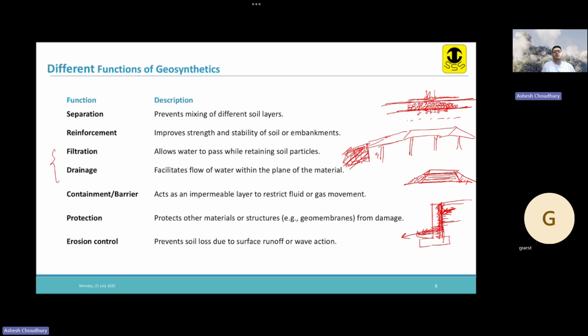And then we have the erosion control. Erosion control prevents soil loss due to surface runoff or wave action. So we want to prevent erosion from an area. What we can do? We can place some geotubes or some other things, some geotextile over there so that it prevents the soil from passing out. Water can easily pass out, we prevent the soil. Okay, just go through this again. I'll give you a minute.